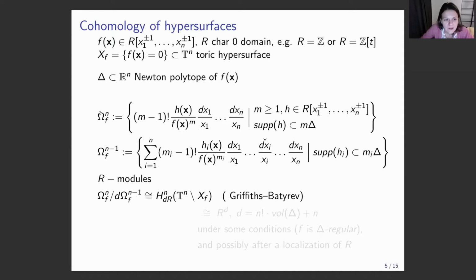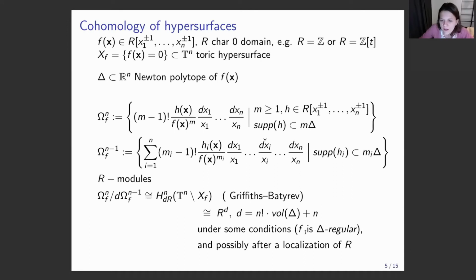Classically, we have this relation that when we quotient this R-module by this R-module, we obtain the de Rham cohomology of the complement of the hypersurface of zeros under certain conditions. These conditions are that F is Delta-regular, and for this theorem, we possibly have to localize the ring R. So when we started with Z[t], we would have to localize it. I will show you how this is done in examples. And when our conditions are satisfied, this quotient is a free module of a rank which depends on the volume of the Newton polytope Delta. Actually, I'm not saying what this condition is. It includes smoothness. So in particular, the hypersurface would be smooth to have this finite dimensional de Rham cohomology.